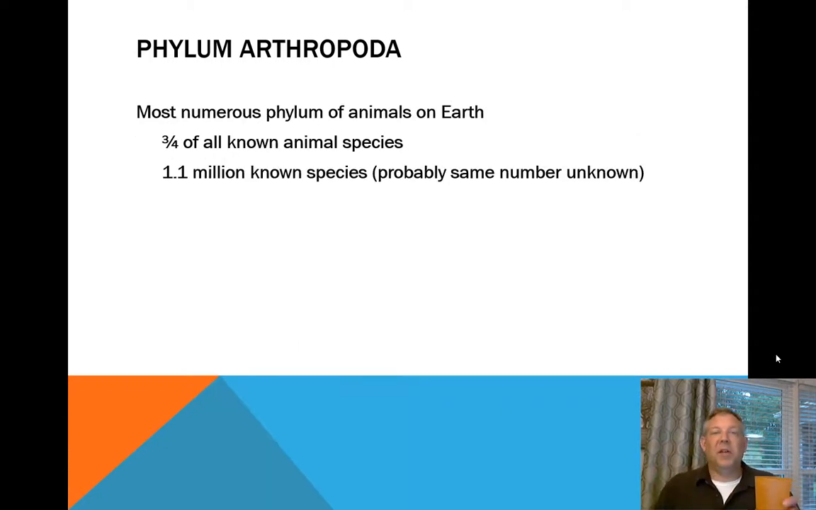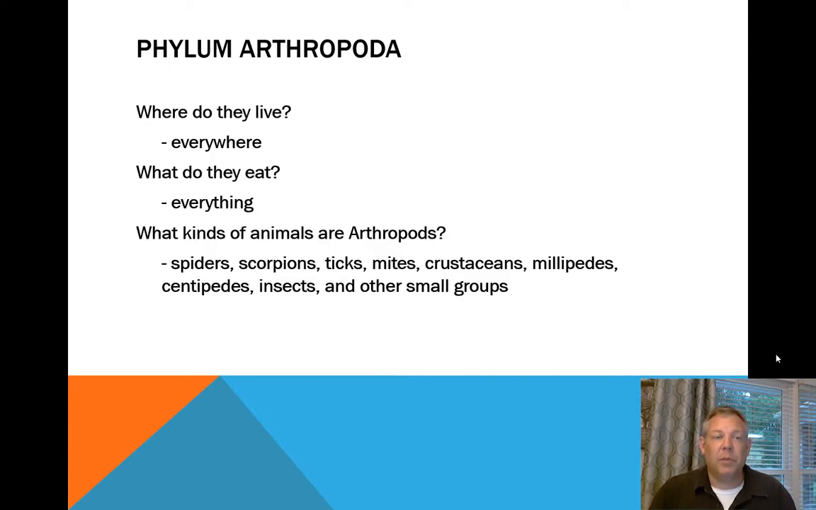And, you know, I can't emphasize enough how important the arthropods are to the animal kingdom. They're the most numerous phylum of animals on Earth. Something like 3/4 of all animal species are in this phylum. Something like 1.1 million species have been described, and there's probably at least that many that we still haven't discovered yet, we haven't described yet. They're everywhere, they do everything. And so they're a very important phylum.